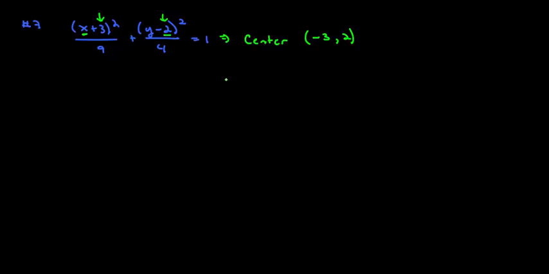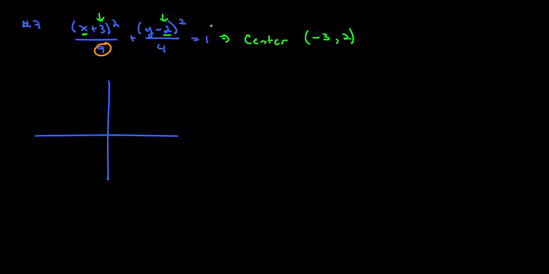Our a value, the value that we're going out left and right, is going to be given by the larger value down here in the denominator. What this will generate is a major axis that's going to be left-right because it's below the x. If the larger number was below the y, then we would generate a major axis that was vertical.